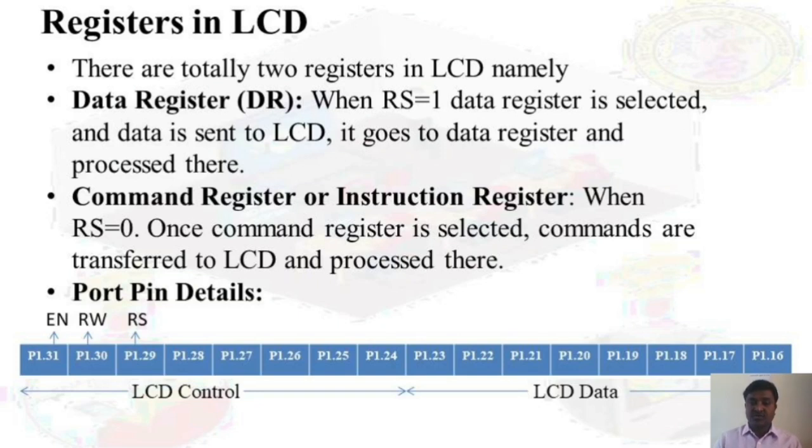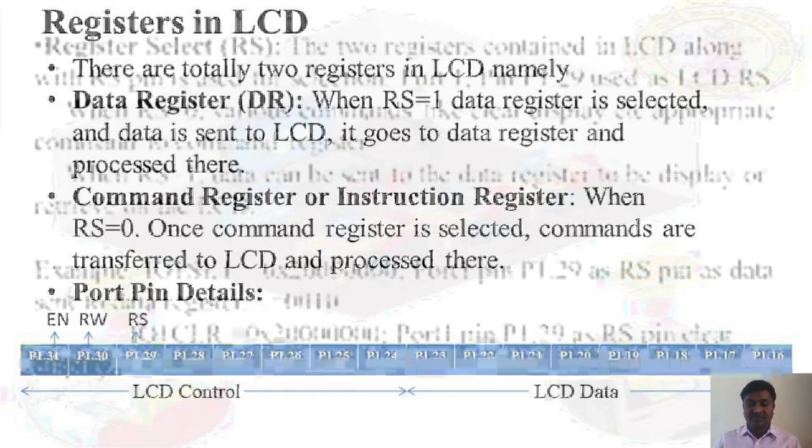Here when RS is equal to 1, the data register will be selected, and when RS is equal to 0, the command register will be selected. The port pin details are: here we are using port 1, pin numbers P1.16 to P1.23 used as LCD data, and pin numbers P1.24 to P1.31 we are using as LCD control. This is as shown in the figure.